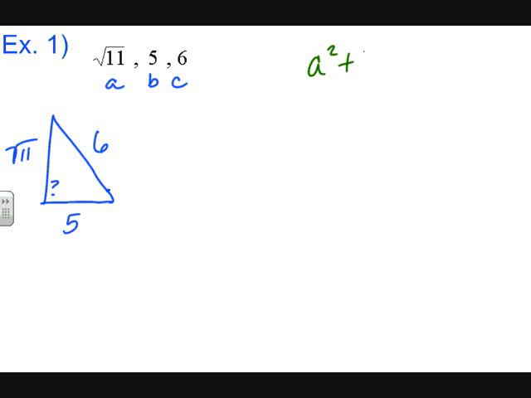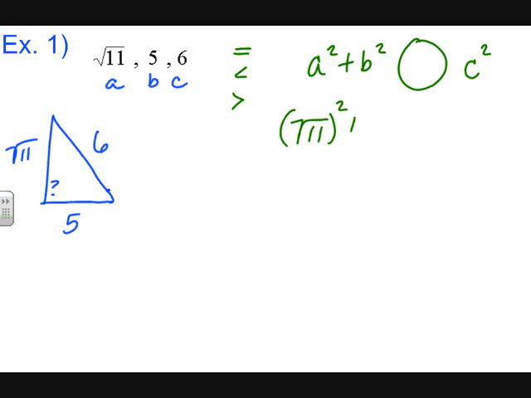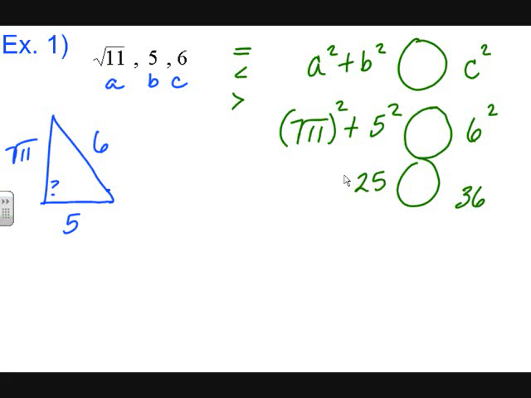So I'm going to look at a squared plus b squared, and I'm going to leave an open circle there for c squared, because I'm not quite sure what sign is going to go in there. Remember, my choices are equals, less than, and greater than. So I'm going to drop in the numbers as I see them. I see the square root of 11 squared plus 5 squared, and then the relationship to 6 squared. Now for most of us, the 6 times 6 is easy. That's 36, as is the 5 times 5, which is 25. What throws us is the square root of 11 squared.